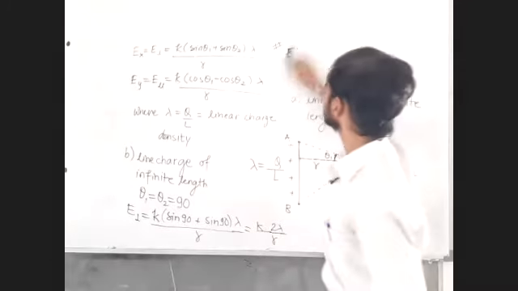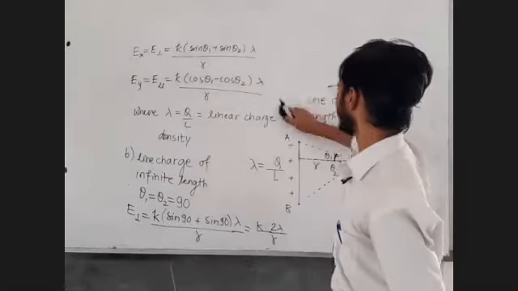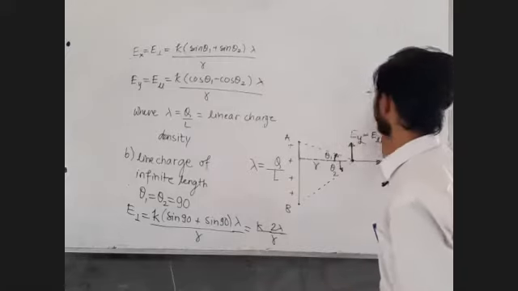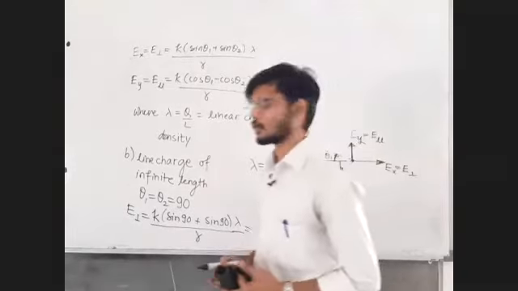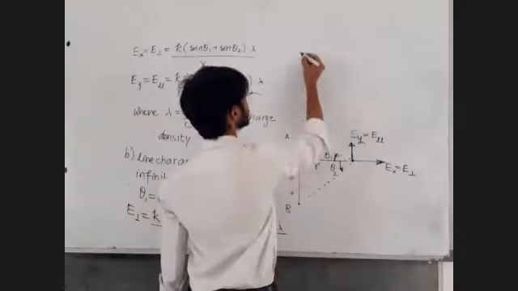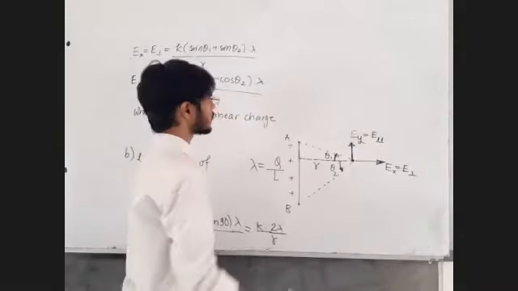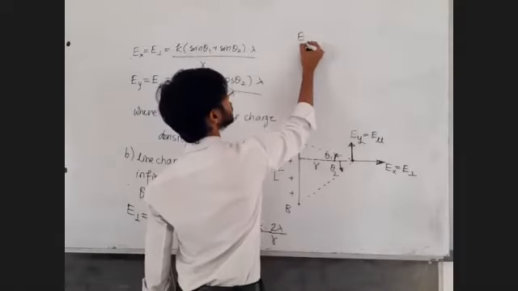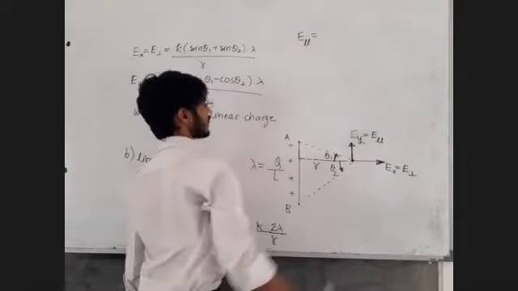Good. We just put sine 90. Sine 90 is plus 1. Okay, sir. Now, for the infinite length wire, what is E parallel? Let's find out. What is E parallel for the infinite wire?